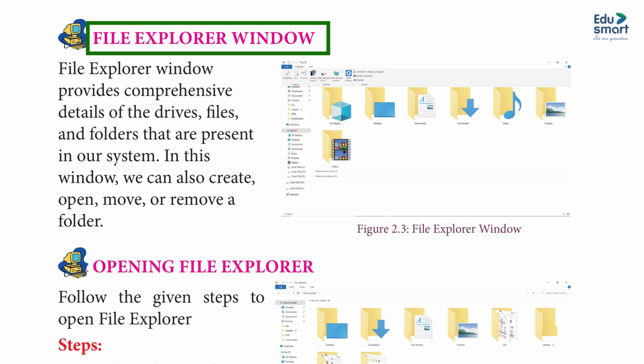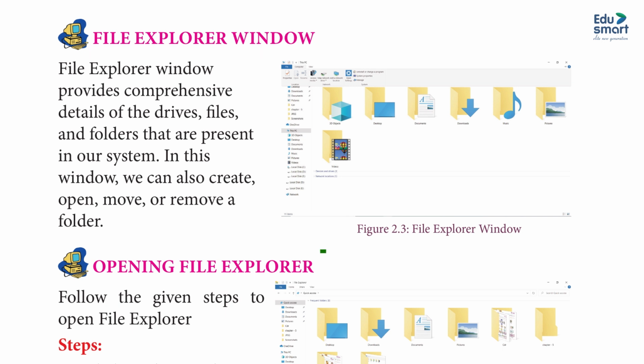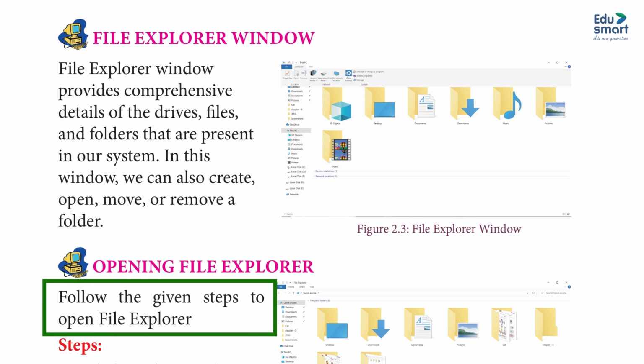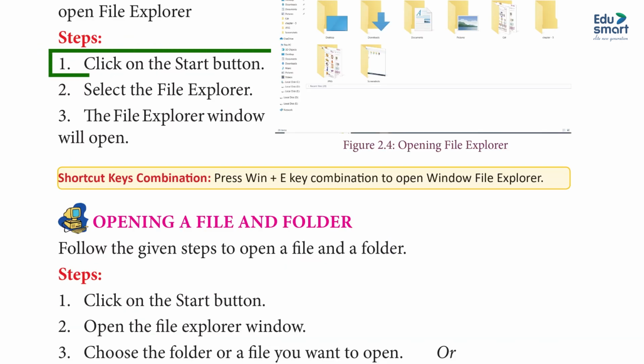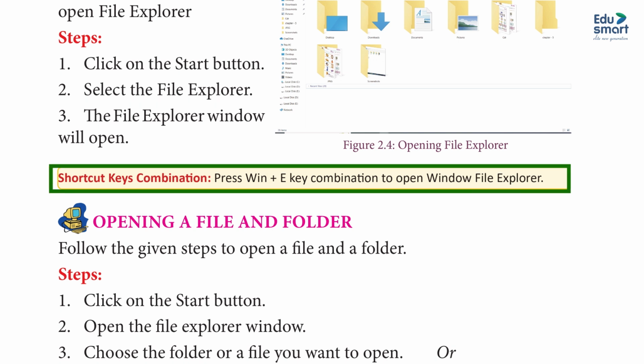File Explorer window. File Explorer window provides comprehensive details of the drives, files and folders that are present in our system. In this window, we can also create, open, move or remove a folder. Opening File Explorer. Follow the given steps to open File Explorer. Steps. 1. Click on the Start button. 2. Select the File Explorer. 3. The File Explorer window will open. Shortcut keys combination. Press Window E keys combination to open Window File Explorer.